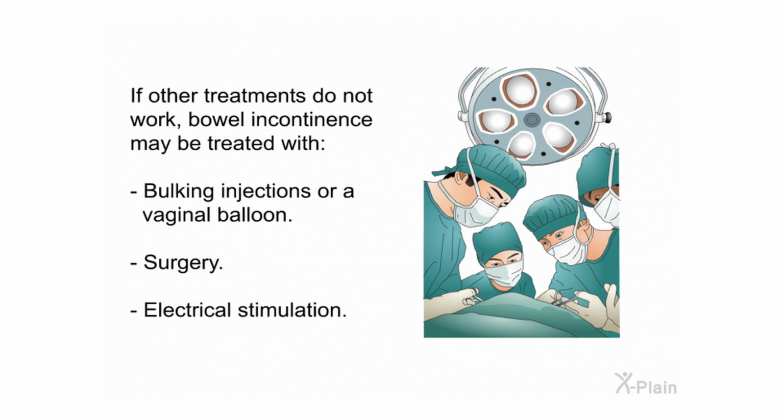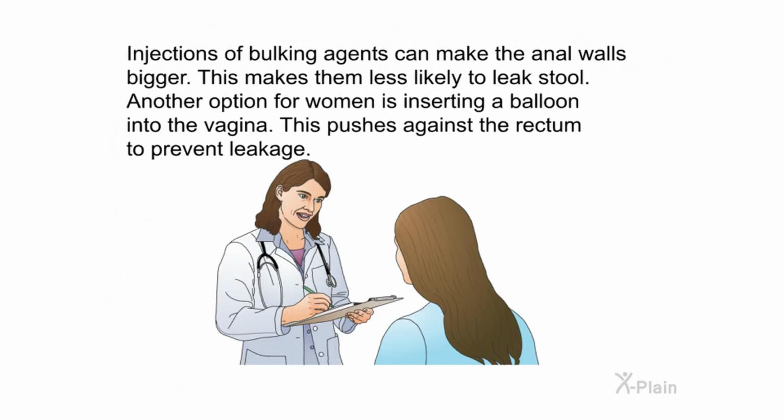If other treatments do not work, bowel incontinence may be treated with bulking injections or a vaginal balloon, surgery, electrical stimulation. Injections of bulking agents can make the anal walls bigger. This makes them less likely to leak stool. Another option for women is inserting a balloon into the vagina. This pushes against the rectum to prevent leakage.